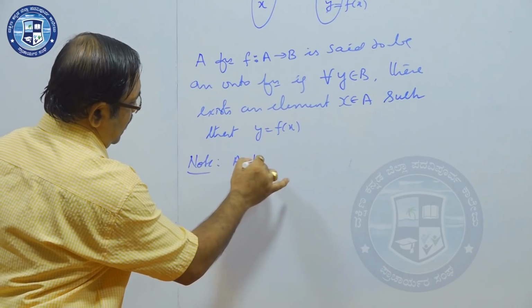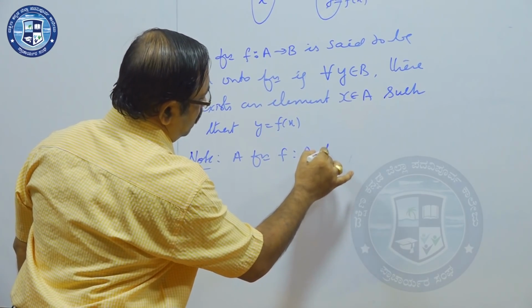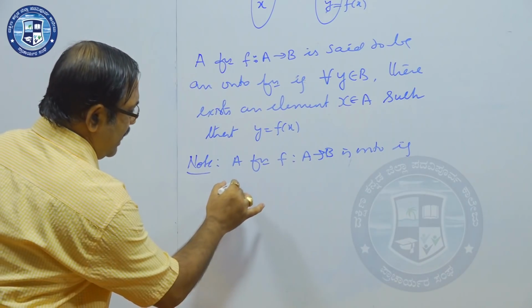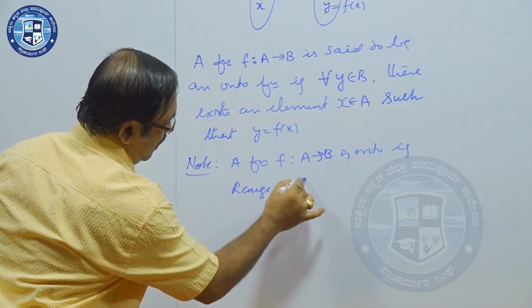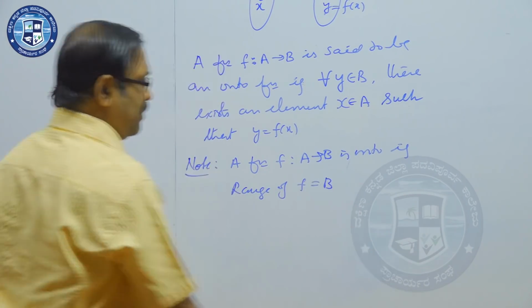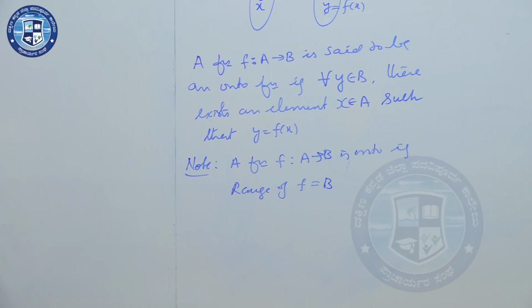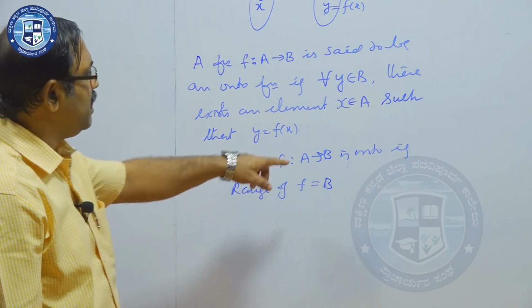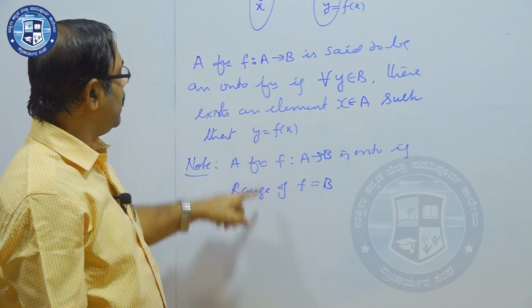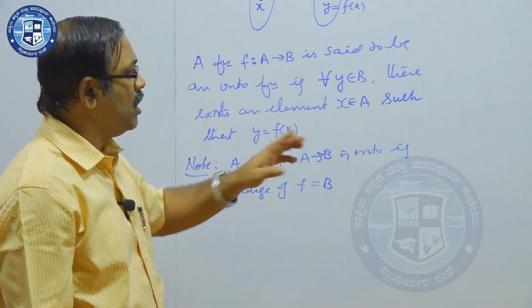Now, a function f from A to B is onto if range of f is equal to B. What do you mean by this? Tell me what is the meaning of range of f is equal to B. That is, B is the codomain set, so the codomain set must be equal to the range.